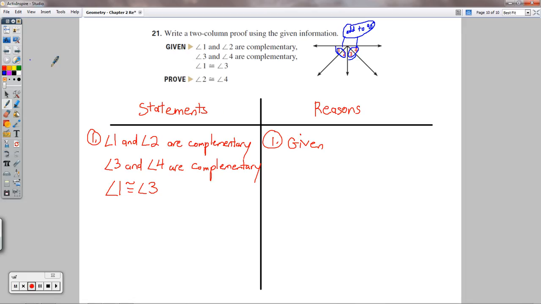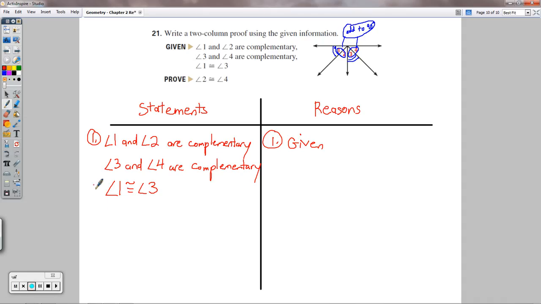Alright, let's see what I'm trying to prove here. I'm trying to prove that 2 is congruent to 4. If I knew 1 and 3 are congruent, I already said that 1 was congruent to 3. And if I know that these two add to 90, and I know that these two add to 90, it seems pretty logical then that if I take 90 and subtract something here, and 90 and subtract something that's congruent over here, what's left over would have to be congruent as well.